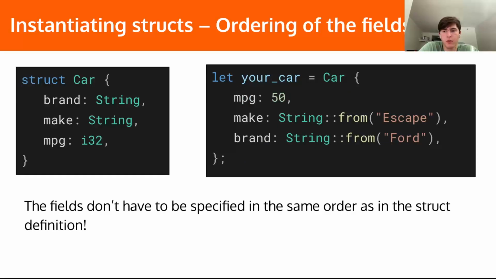In addition, you don't need to have the fields in the same order. Like for example here, you can have MPG be first, make be second, brand be last. This works since you're labeling them, it already knows what needs to correspond to what. So unlike a tuple, the order does not matter when you're instantiating it.